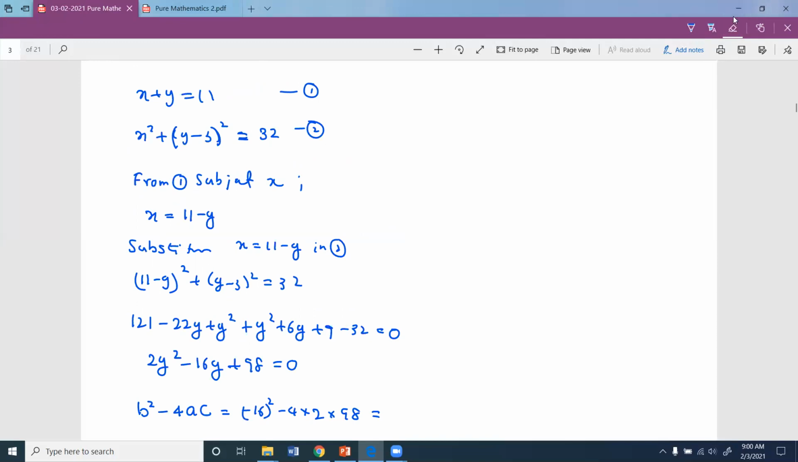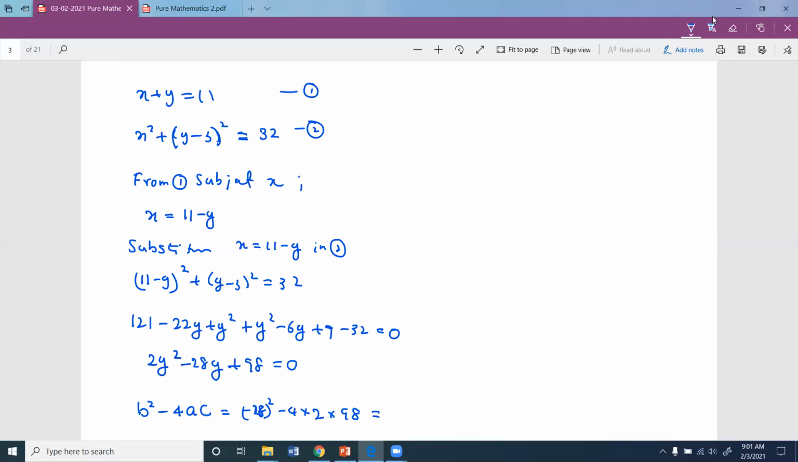Then we have to make small changes. It's minus 6. If it is minus 6, it turns out this way. Then minus 22 minus 6 is minus 28. Now it will come minus 28. This should be minus 28. Then you can say 28 squared minus 4 into 2 into 98. That turns out to be 0.